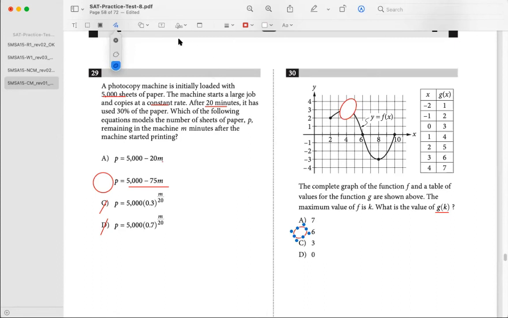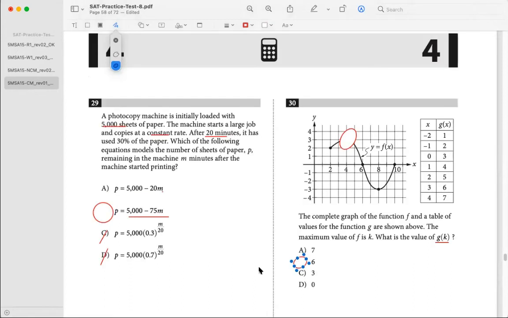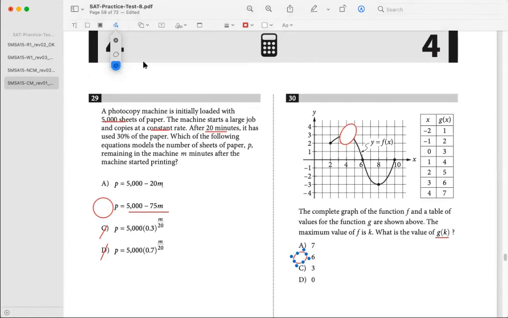Oh, you're saying you didn't get 29? Did you want me to go over it again? It says that it starts a large job and it copies at a constant rate. Constant rate always means linear. So it has to be linear. This one's exponential, this one's also exponential, so those are automatically ruled out. Then you can plug in 20 for m to see if you get the same value as 30% knocked off.